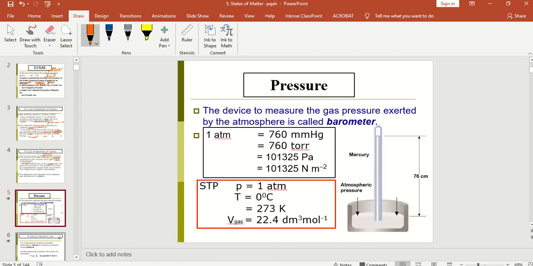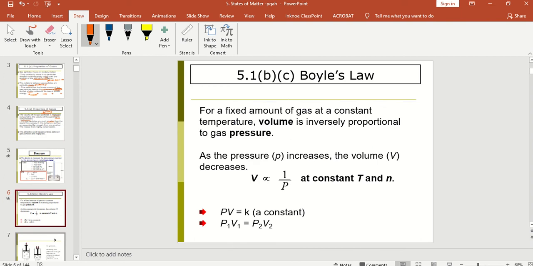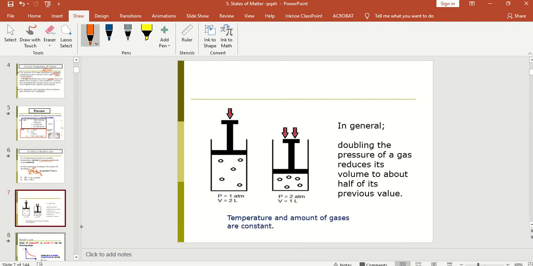Then we have Boyle's law, where we see the relation between the volume and the pressure. It is inversely proportional. If we have a higher volume, the pressure decreases. When we compress, the volume decreases. The gas has high pressure.